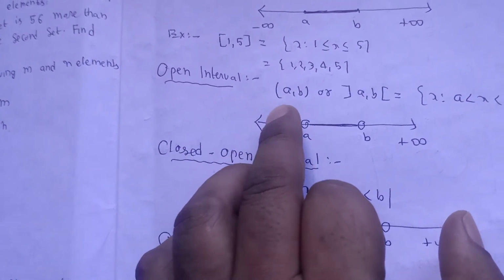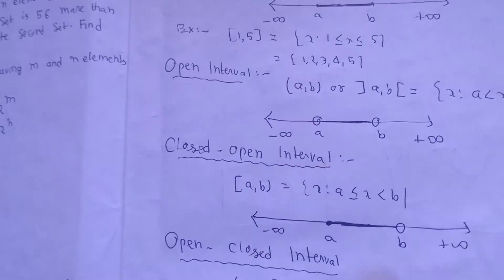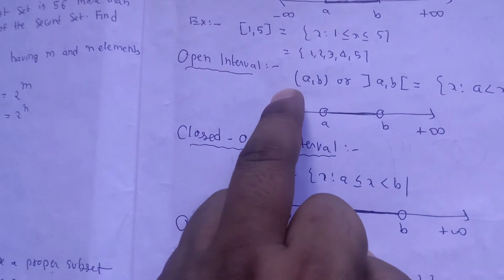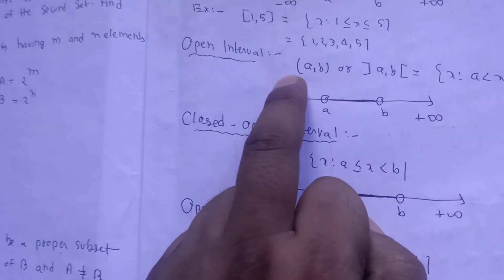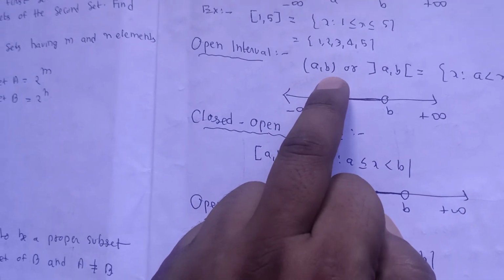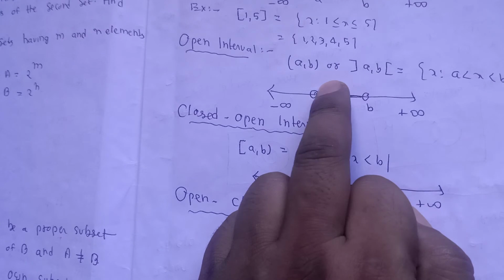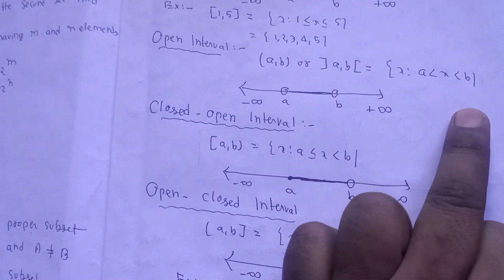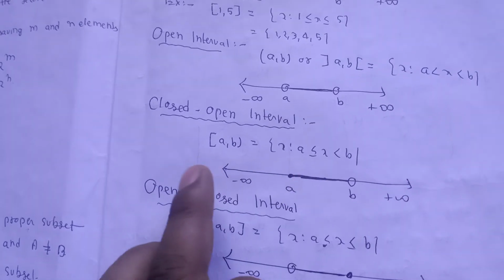Open interval. It is denoted by a small bracket, opened and closed by small brackets, or it is also denoted by this symbol. So x is such that a less than x less than b. This is the open interval.